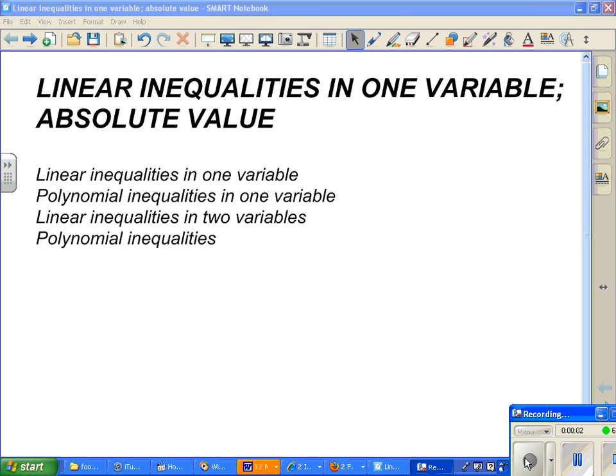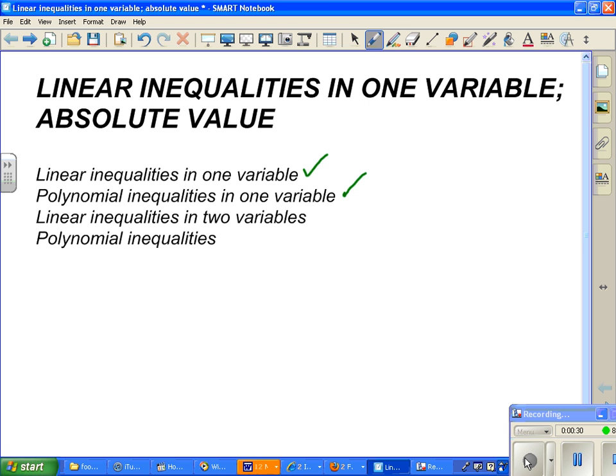Hello, everybody. Today we're going to start chapter 3, and the whole chapter is on inequalities. It starts with linear inequalities in one variable, absolute values. We're going to do some two variable stuff as well, but we'll deal with inequalities and how to graph them in this lesson. So, we'll talk about linear inequalities in one variable, polynomial inequalities, two variables, and then polynomial in two variables. Okay, here we go.